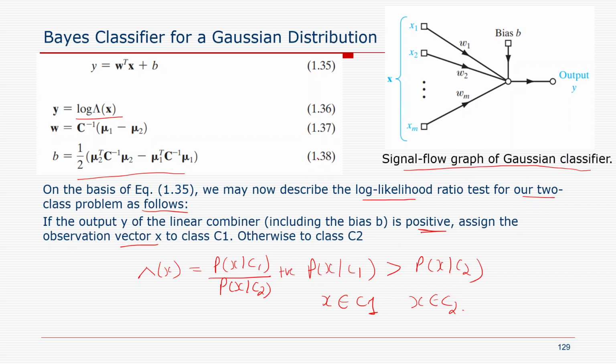This is how we tell that the Bayes classifier is equivalent to the perceptron, or that the Bayes classifier reduces to a form equal to the perceptron under some assumptions.